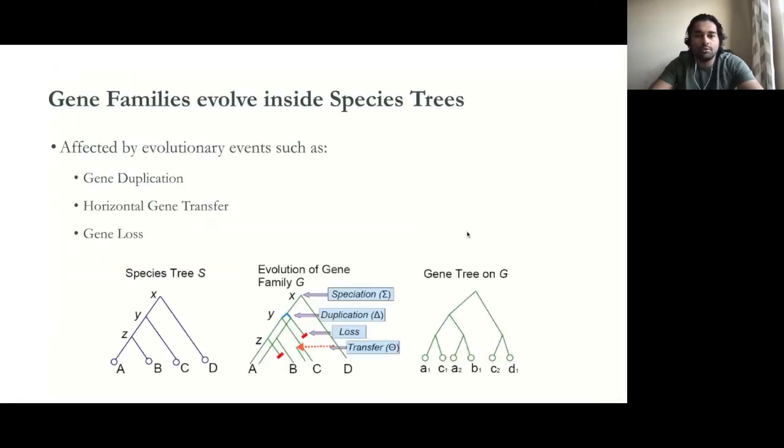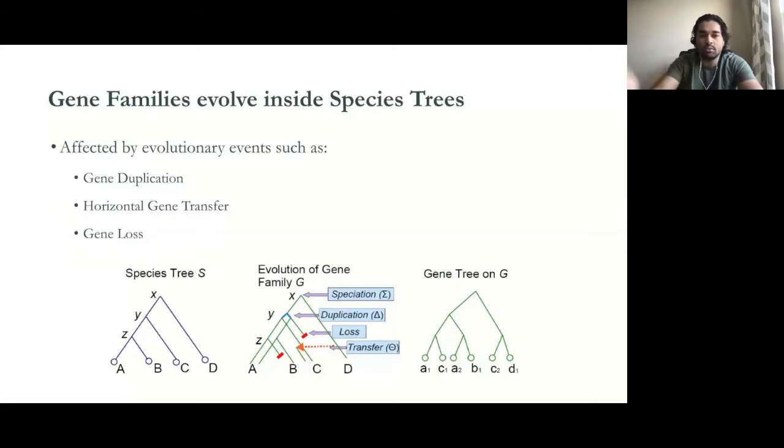So to start things off, in this line of work, we generally are interested in looking at evolutionary trees and how gene families specifically evolve inside species trees, and later on, how other gene domains evolve within gene and species trees.